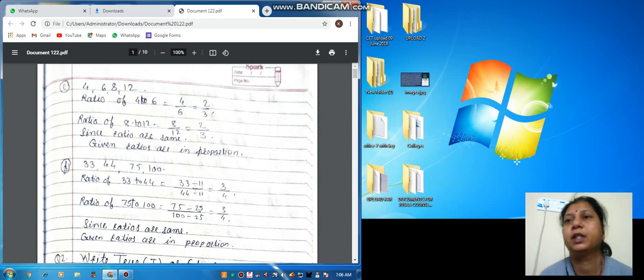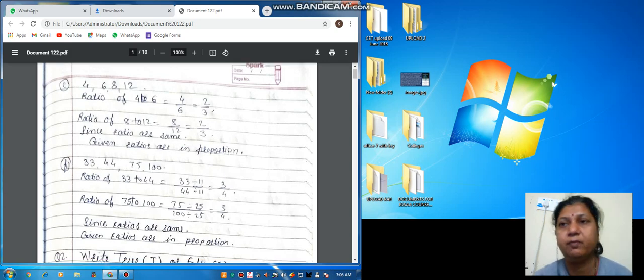4, 6, 8, 12. So ratio of 4 to 6 is equal to 4 upon 6, right? So 4 upon 6, we can simplify it into 2 upon 3. We can divide 4 upon 6 by 2, so we get 2 upon 3. Then the ratio of 8 to 12, that is 8 upon 12, so it can be divisible properly by 4. So 4 2s are 8 and 4 3s are 12. Now see these two ratios. They are same, right? So since ratios are same, or we can say equal, the given ratios are in proportion. Get it? Fine. Next example.